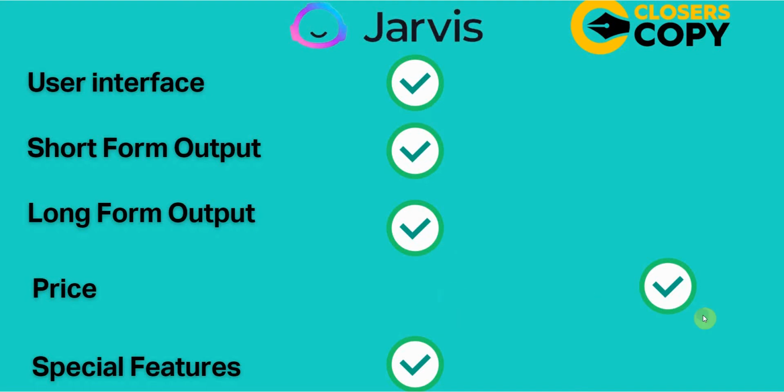So if you're looking for a starter AI, an AI that does everything okay, a jack of all trades, a master of none, but with a one-time fee, ClosersCopy is for you. If you want a specialist that does writing really, really well, almost human-like, but you still have to check it out, and you're going to have to pay the high monthly fee for it, then Jarvis is for you.